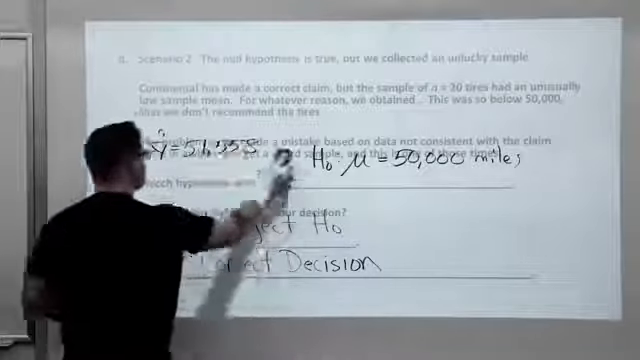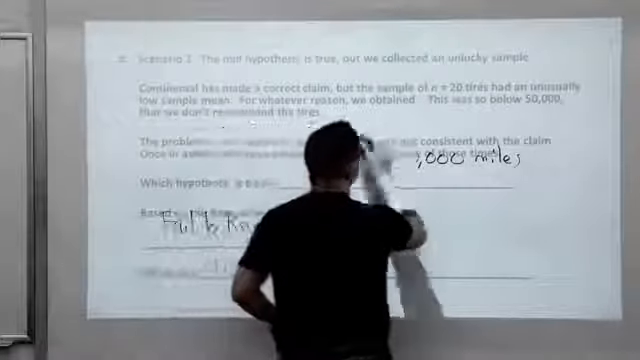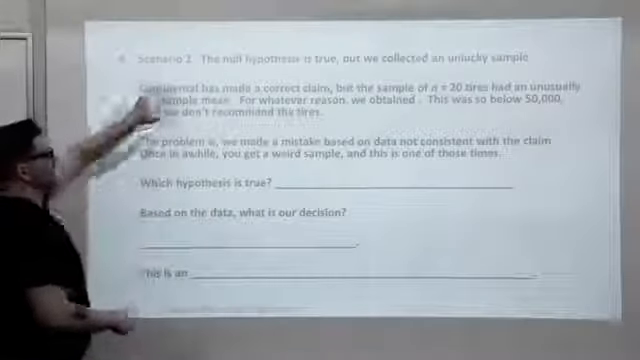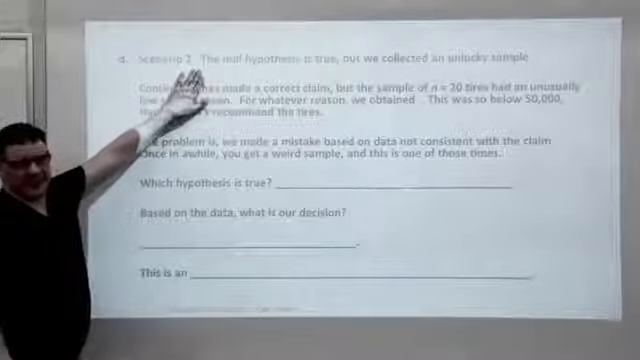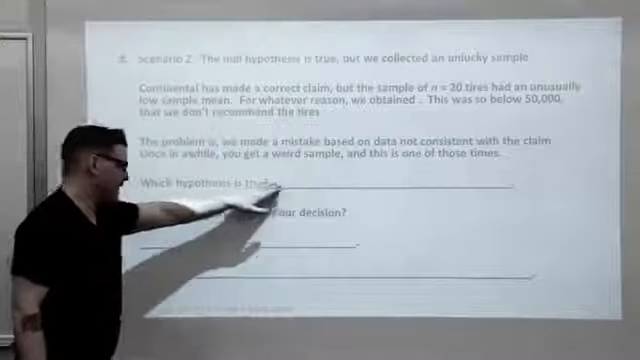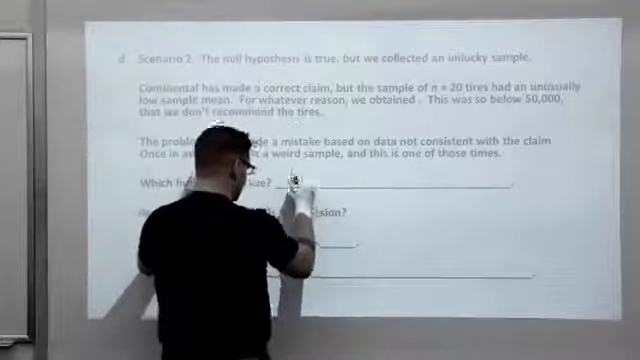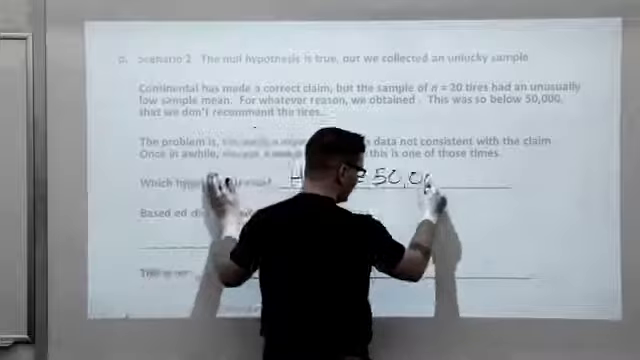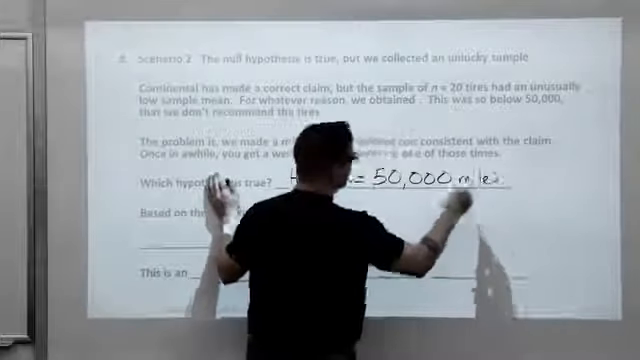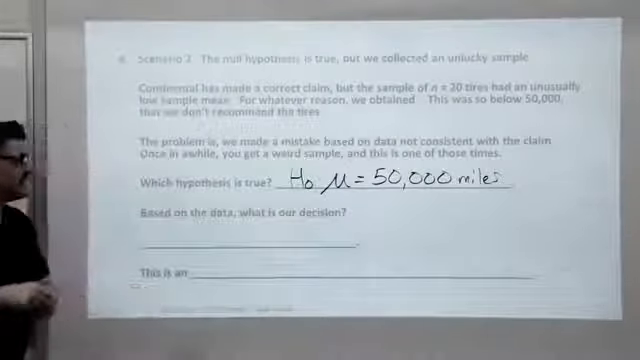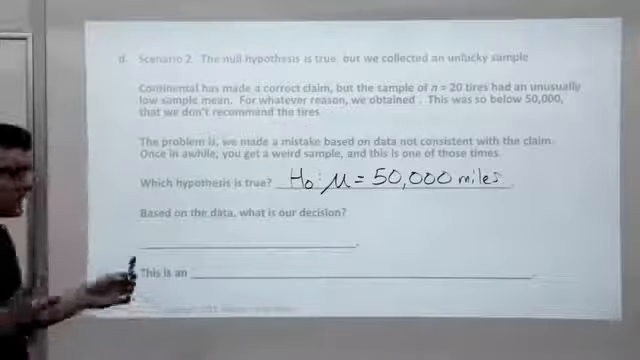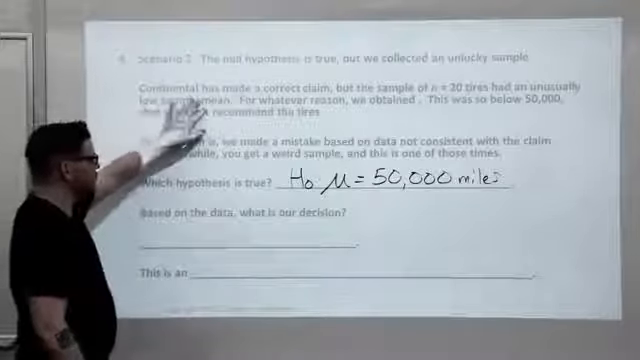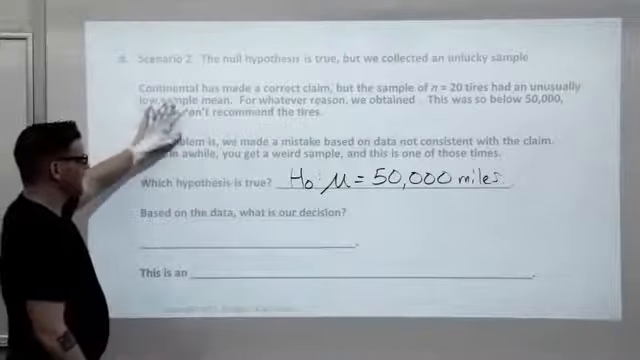Scenario 2. Null hypothesis is true, but we sort of got an unlucky sample. So on this line here, which hypothesis is true? Again, H sub 0, that the mean mu equals 50,000 miles. Let's see. Continental has made a correct claim, so the 50,000 is valid. Our sample of 20 tires at Consumer Reports had an unusually low sample mean.